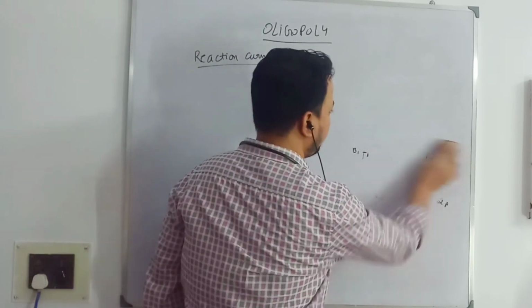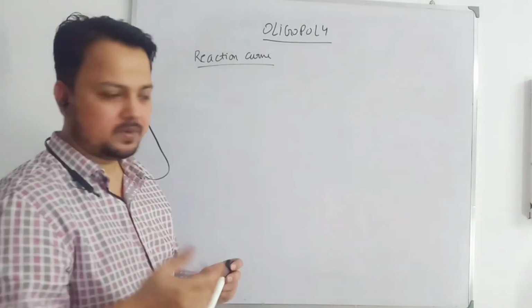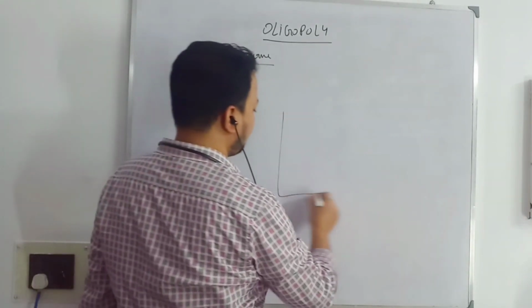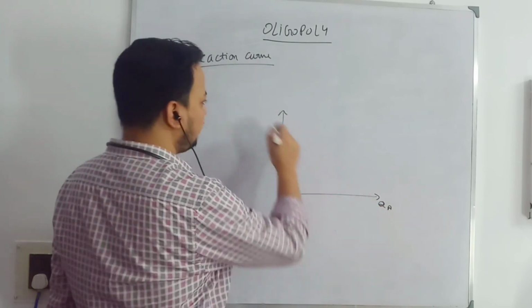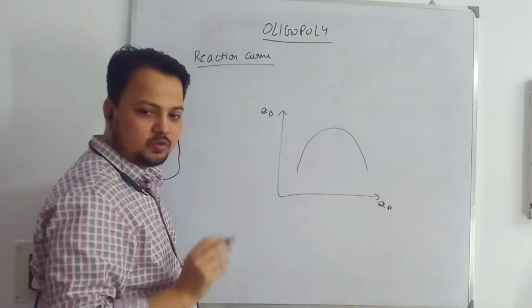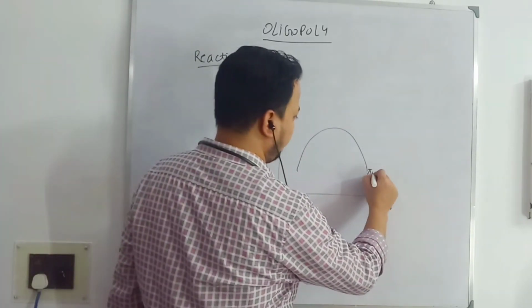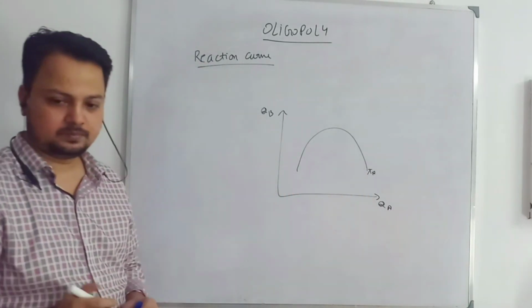So what is an isoprofit curve? You just have to remember the same definition. An isoprofit curve is a locus of combinations of output of firm A and firm B that gives an equal level of profit to firm A, and it is denoted by pi A. You have to draw this graph.